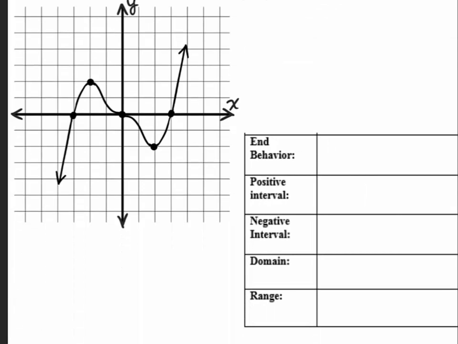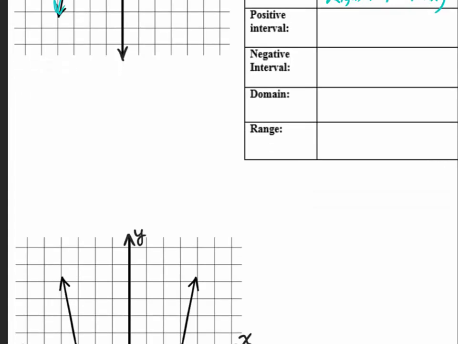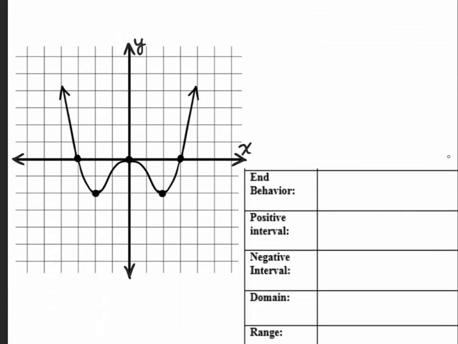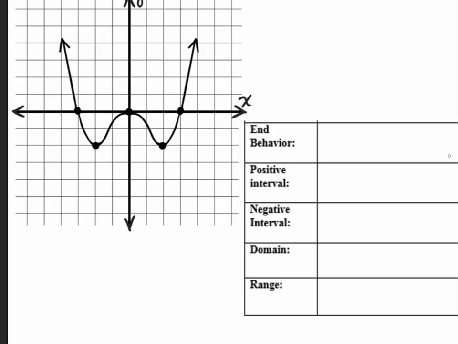The end behavior for the third one, if you guys want to try this, that would be great. See if your answer matches mine. So on the left-hand side, it's going down. On the right-hand side, it's going up. So that means it's falling on the left and rising on the right. And please feel free to pause the video if I'm going too fast. I'm just trying to be efficient here with time.